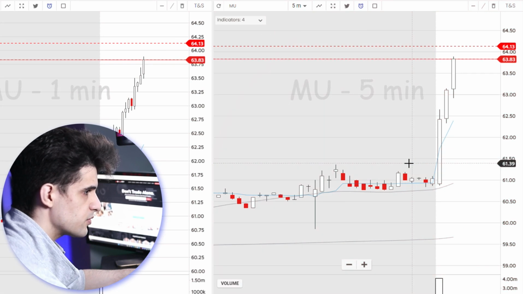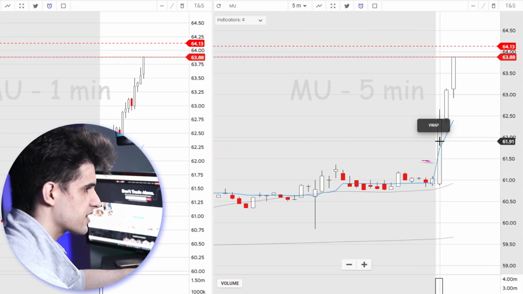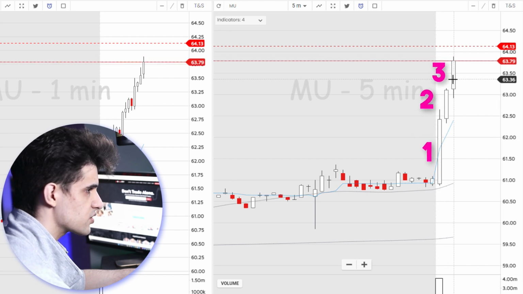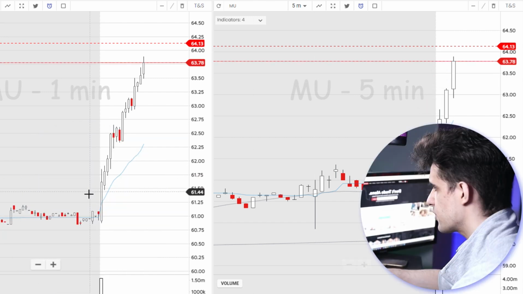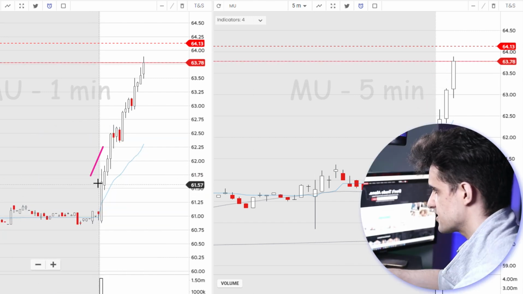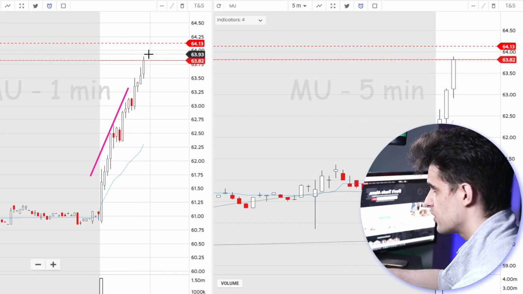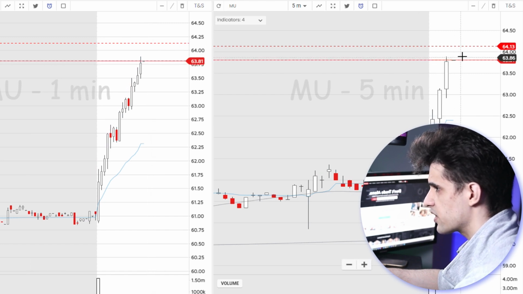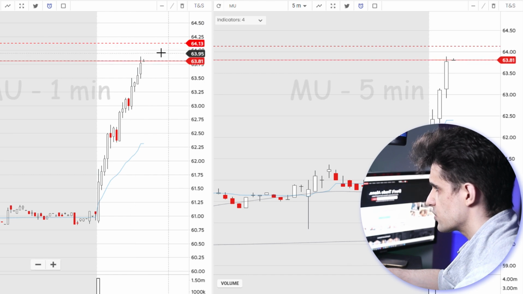Here you can see that MU broke the area $61.40, and after the breakout area we're having candle 1, candle 2 and candle 3. That tells us that the stock is extended and it is parabolic. And on the 1-minute chart you could see a straight move to the upside without any single pullback. The level of interest that we're looking for is 64.13. We want to see how the price reacts around this area.